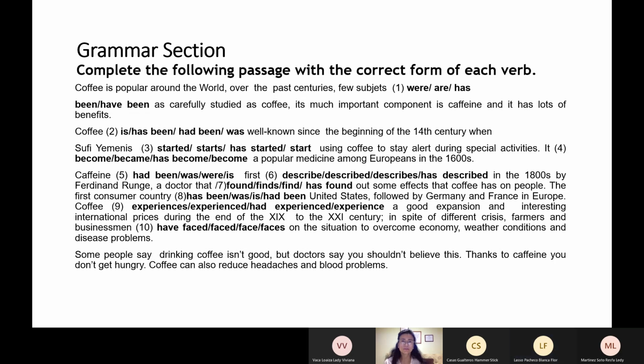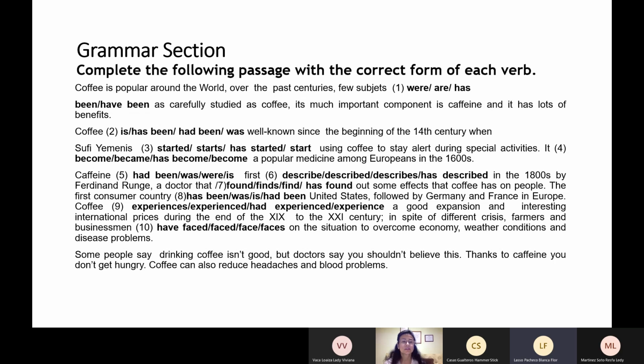Has. Has, porque dice the first consumer country, teacher, present. Has been. Present perfect. Ha sido, ¿no? Estados Unidos todavía existe y son de los consumidores. Entonces, the first consumer country has been United States. Continue. Followed by Germany and France in Europe.